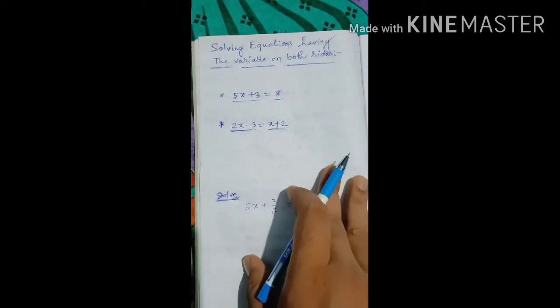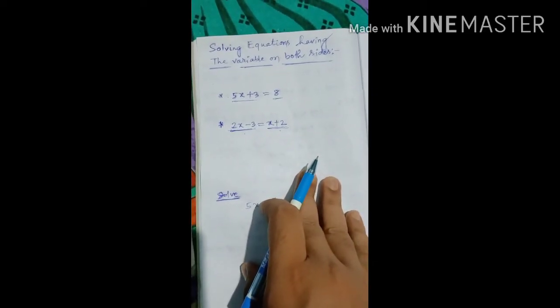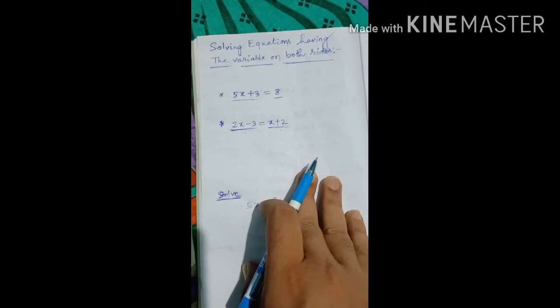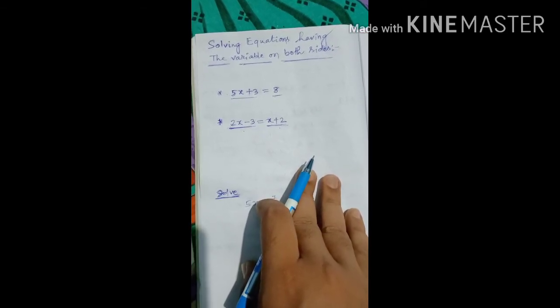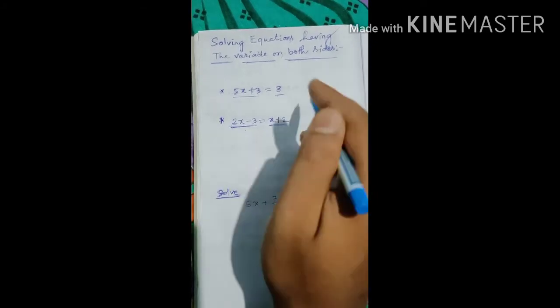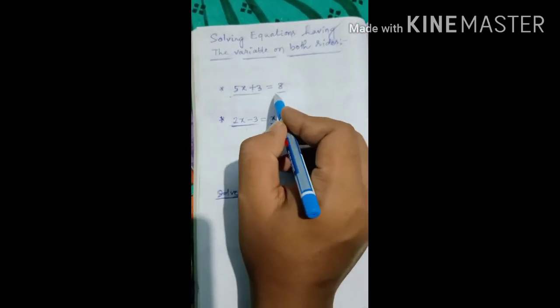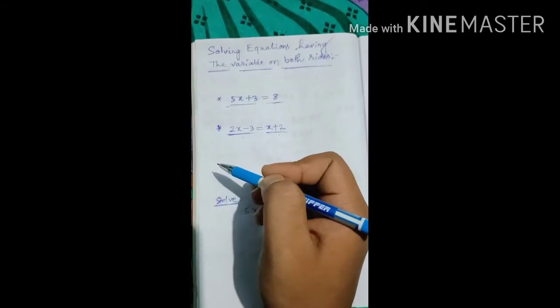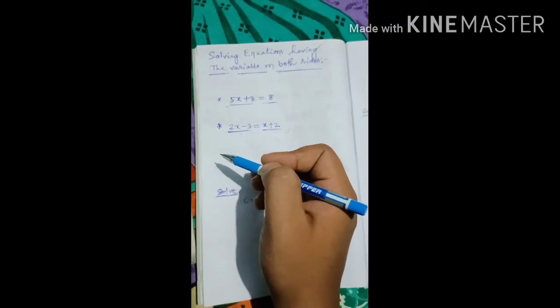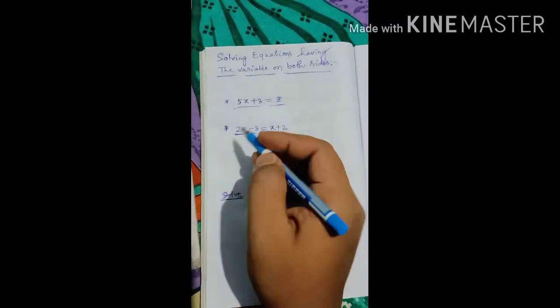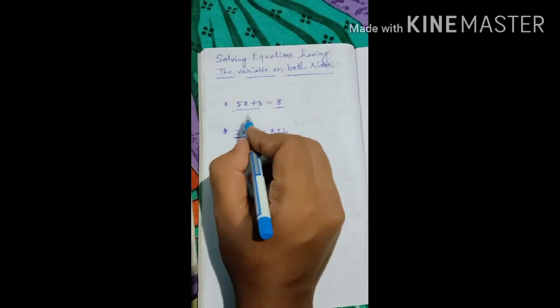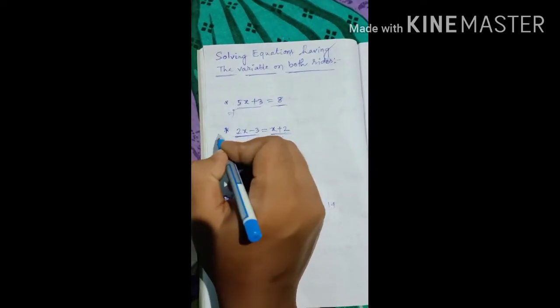And today we will learn how to solve an equation having variables on both sides, because as you know how to solve an equation having the variable on one side right now. So let's recall the previous one. How to solve this equation?